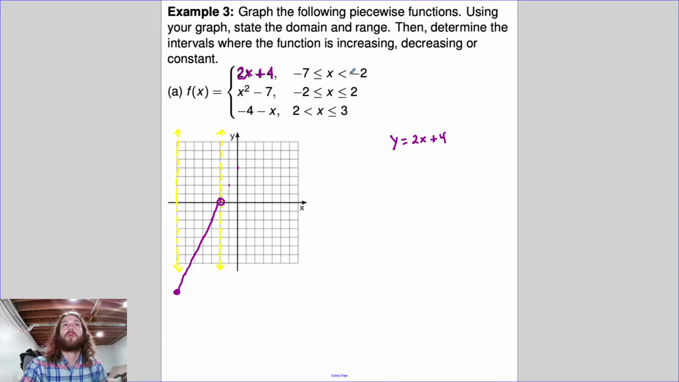All right, let's get our boundary pen out. So we're done with this purple one. We've done the boundary. It's open circle on negative 2. This one is between negative 2 and 2, so I'm going to come through with my boundary pen. This one is x squared minus 7.